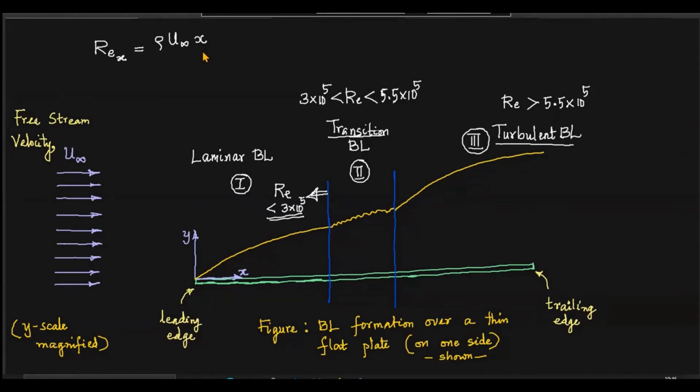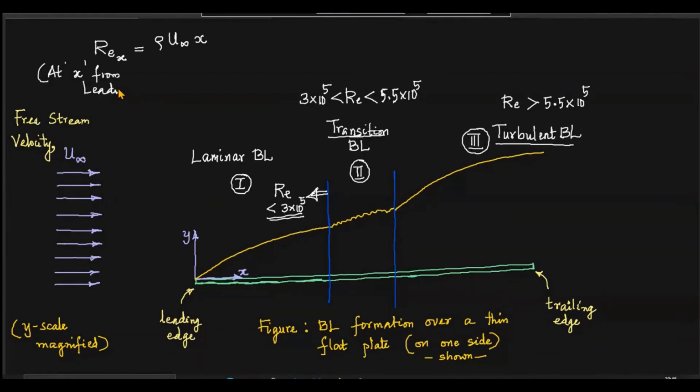So instead of diameter in the pipeline flow, here the characteristic length used in the Reynolds number is the length over which the flow occurs. That is represented by x. There may be a total plate length L, but here the Reynolds number is at a distance x from the leading edge.